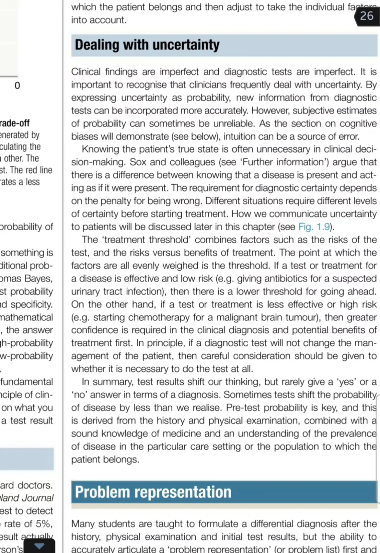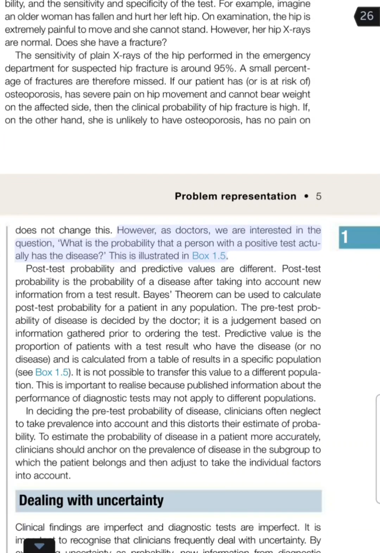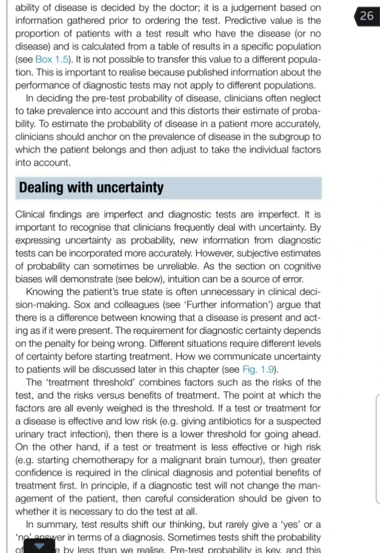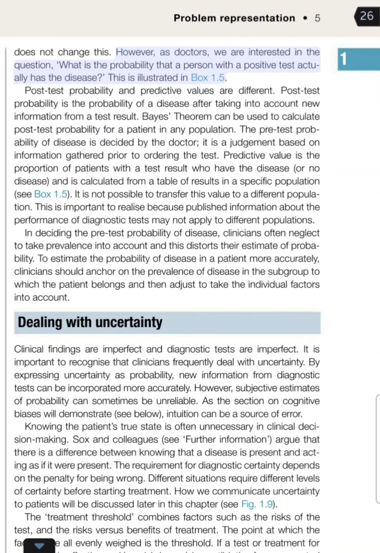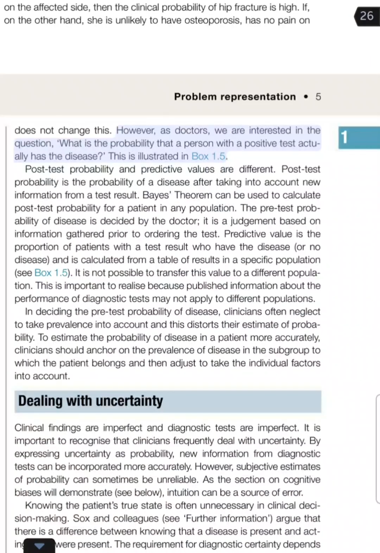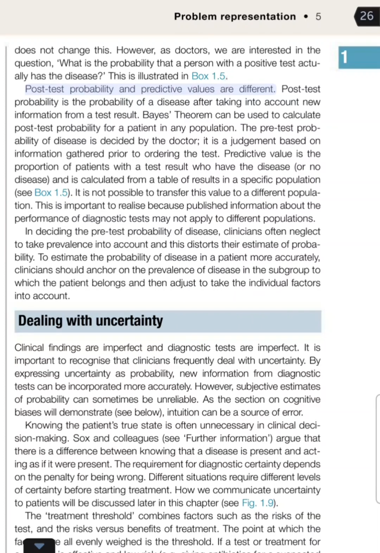the population does not change this. However, as doctors, we are interested in the question, what is the probability that a person with a positive test actually has the disease? This is illustrated in box 1.5. Post-test probability and predictive values are different. Post-test probability is the probability of a disease after taking into account new information from a test result.